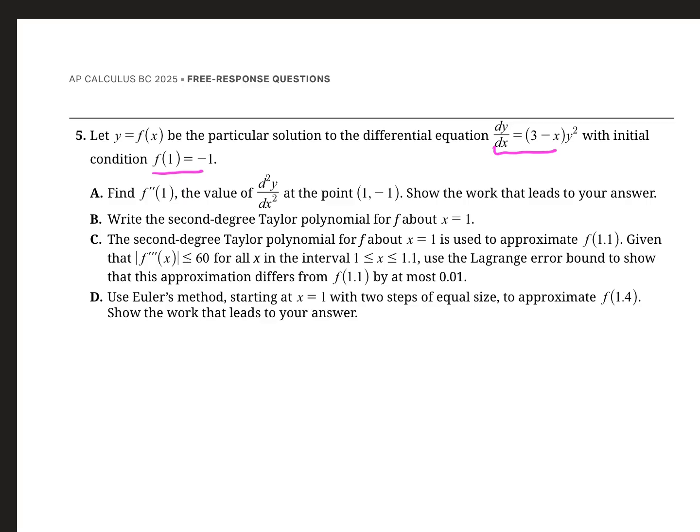y equals negative 1. Part B says, write the second degree Taylor polynomial for f about x equals 1. Part C, the second degree Taylor polynomial for f about x equals 1 is used to approximate f of 1.1. Given that the third derivative is less than or equal to 0 for all x in the interval, use the Lagrange error bound to show the approximation differs from f of 1.1 by at most 0.01.